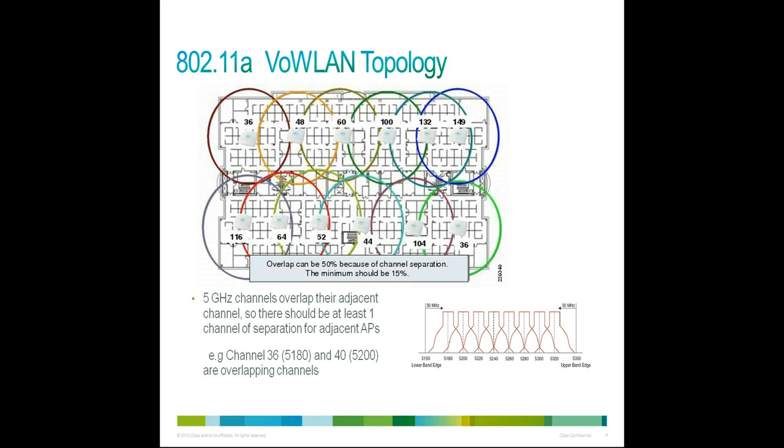So in this example, as you look at the band on the right hand side, channel 36 and channel 40 are overlapping and hence should not be placed next to each other. If you are planning to assign channels manually, you should assign channel 36 followed by channel 44. This completes the RF basics, and now let's look at the phone configurations.